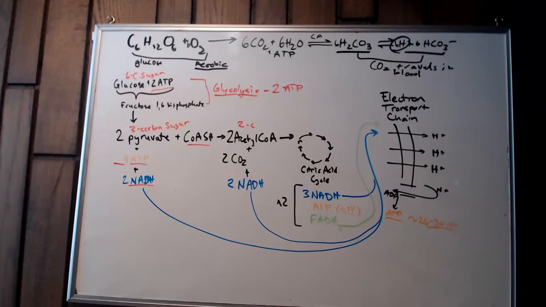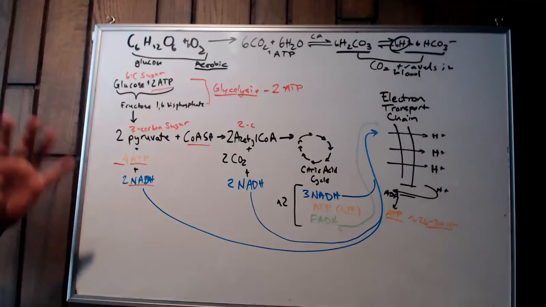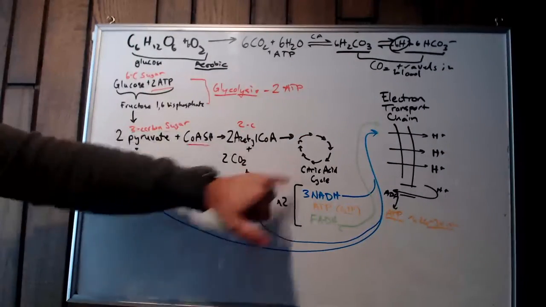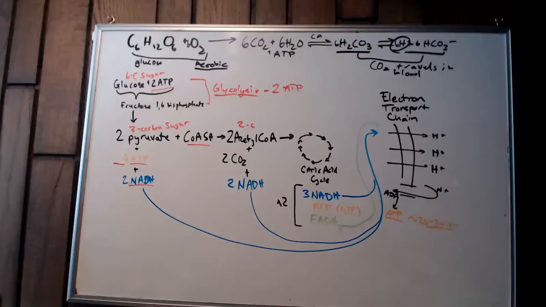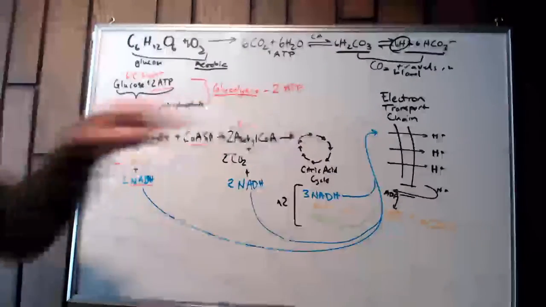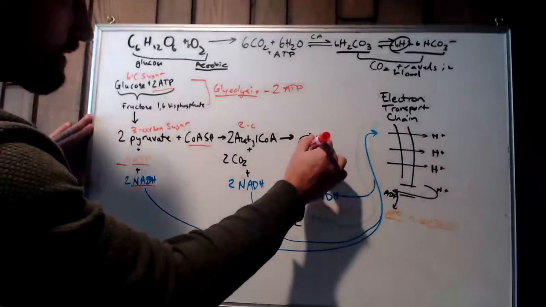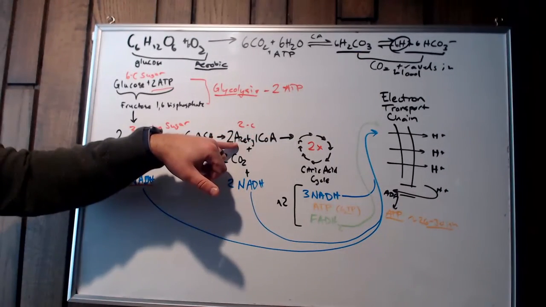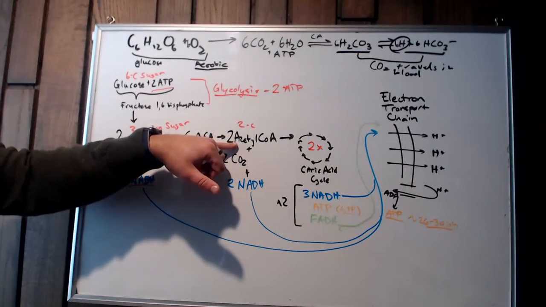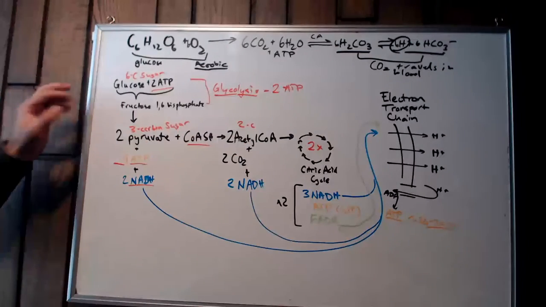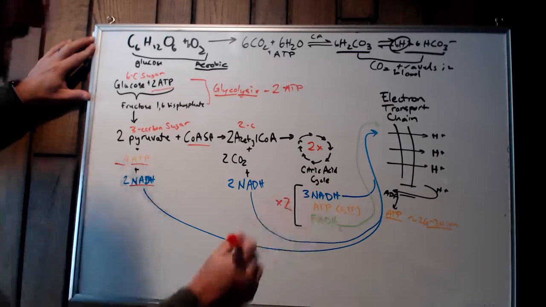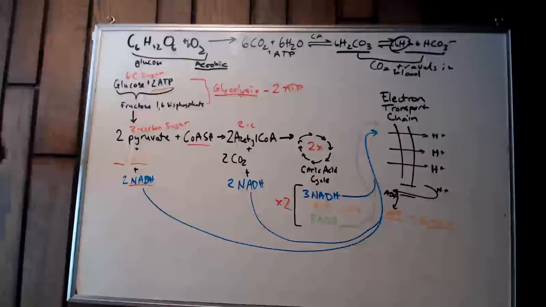But essentially, we're going to get a whole bunch of hydrogens that we can bring to the electron transport chain. So this citric acid cycle is going to be the best thing that we can do. We're going to go through it twice, so we can say 2x, because we have 2 molecules of acetyl-CoA that we're going to feed into it. That is also how we get this x2 over here, and that is how we're going to feed into the electron transport chain.